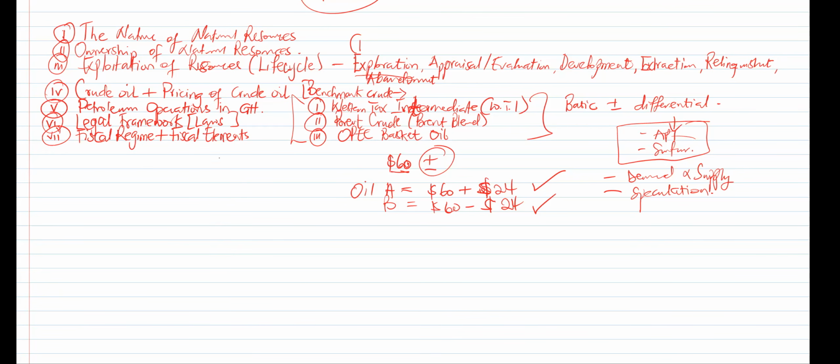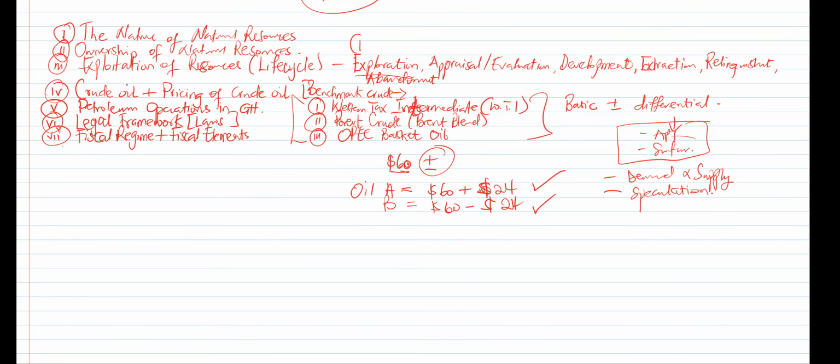Before, if you look at the old past questions, you will see that there are two fiscal regimes. Then over time, it became three, then four, and now there are so many fiscal regimes. When CIT updates their syllabus, you see now there are 8 fiscal regimes. But for your exam, let's just stick with 4.